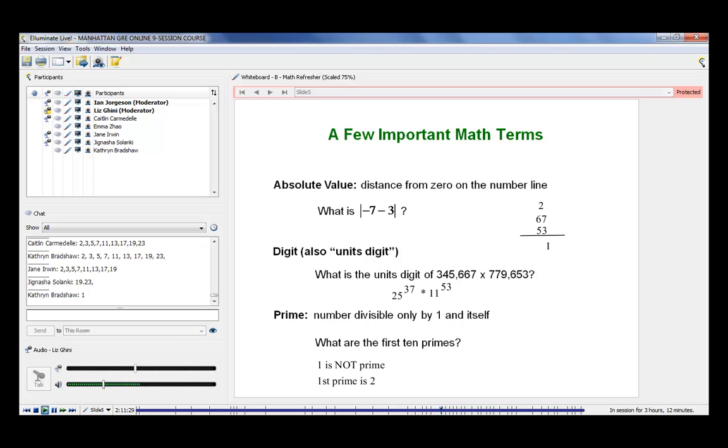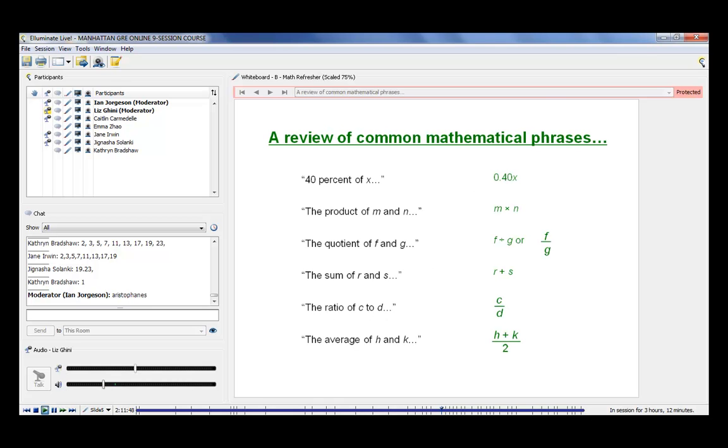Google Eratosthenes, and perhaps Ian can help me spell it. Okay, it's a Greek name from ancient history. Eratosthenes' sieve of primes. Thank you, Ian. Sieve of primes. Okay. Now, a few more things.